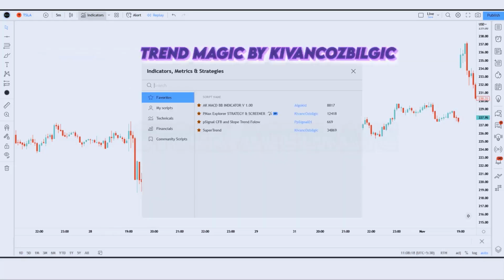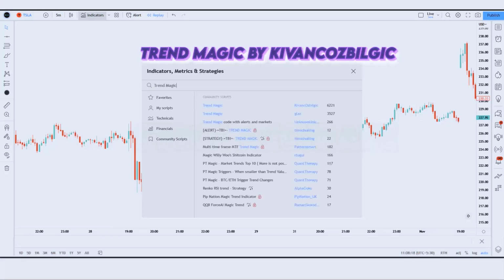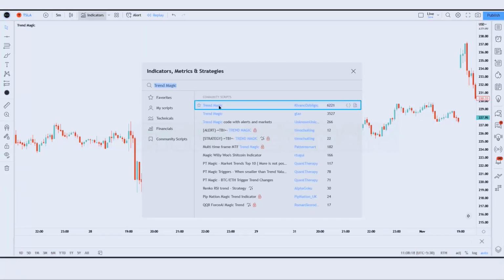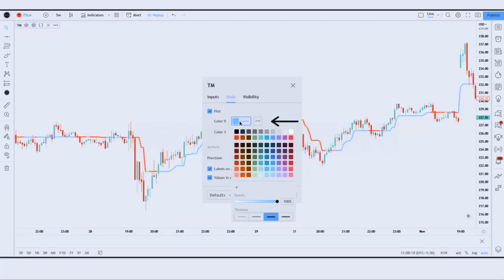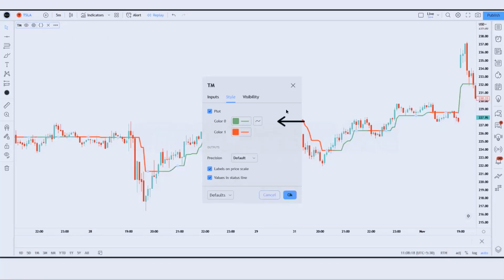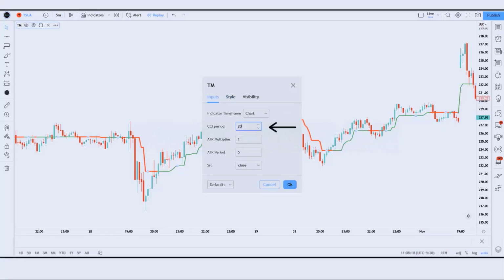First of all, we will search Trend Magic by Kivanc Ozbilgic in the search box of TradingView. After that we have to click Trend Magic by Kivanc Ozbilgic, in which we have to change some settings. We have to replace plot color green in place of blue. We have to replace CCI period 20 in place of 18.